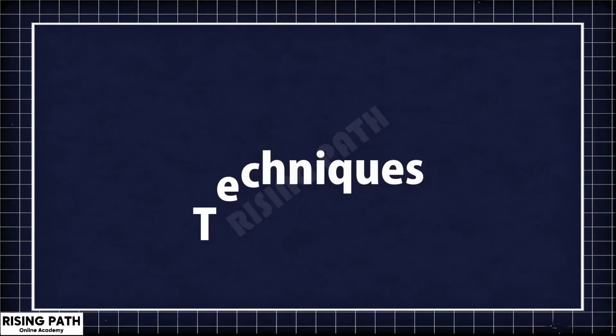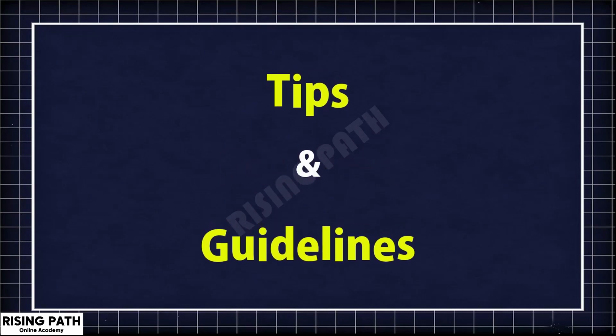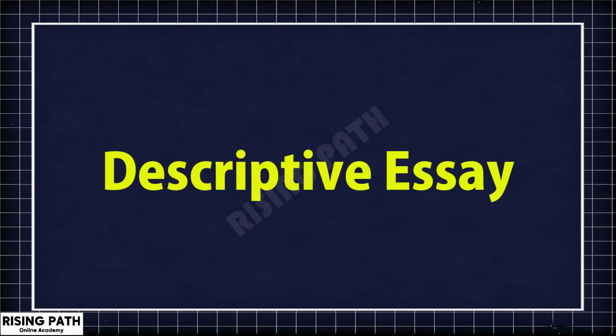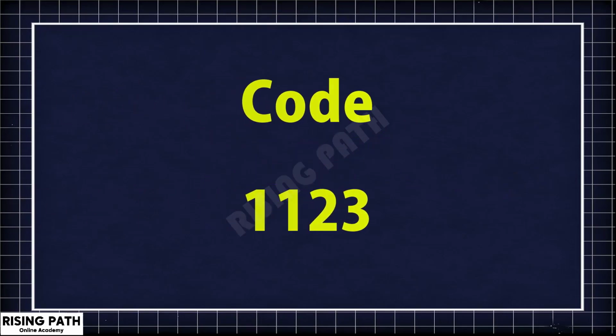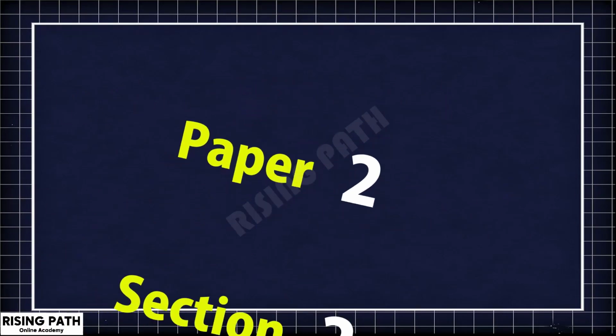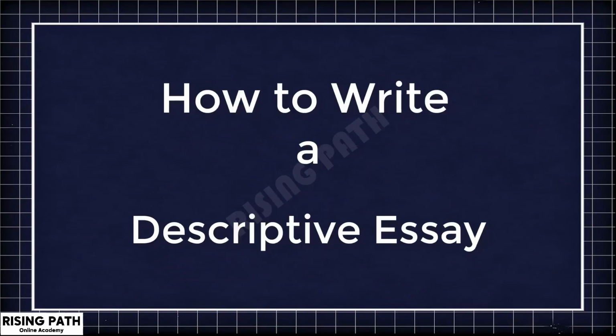Today we are going to discuss the techniques, features, tips, and guidelines to write a descriptive essay for our O level English class. The code is 1123 and it's in paper 2, section 2. How to write a descriptive essay.